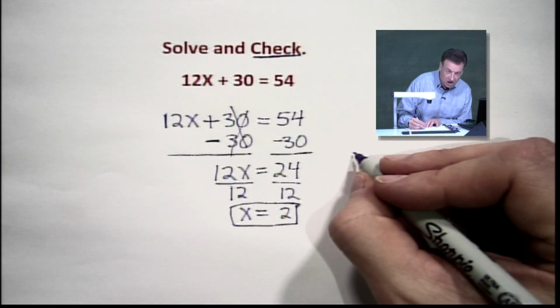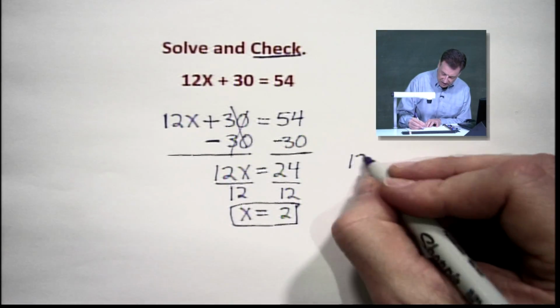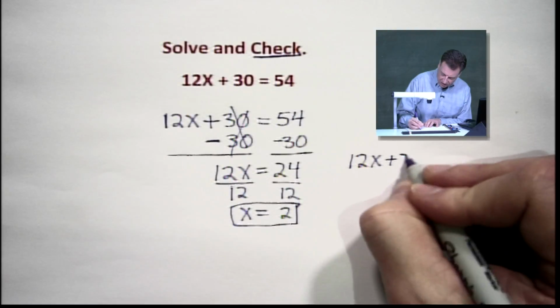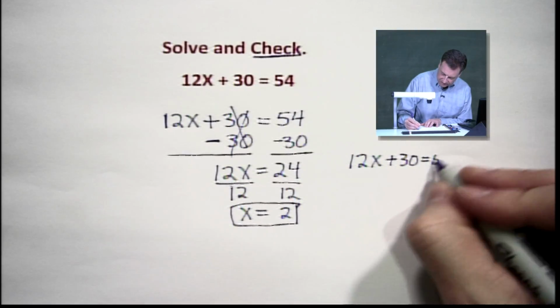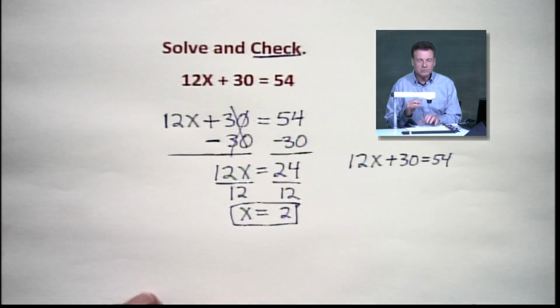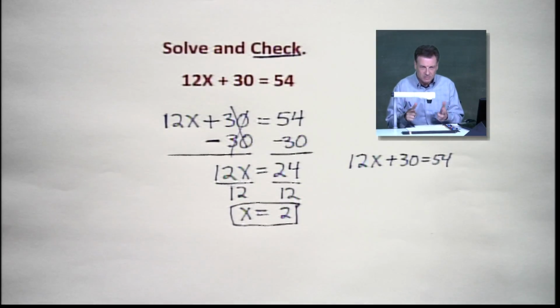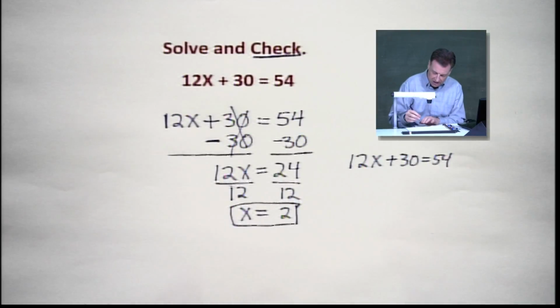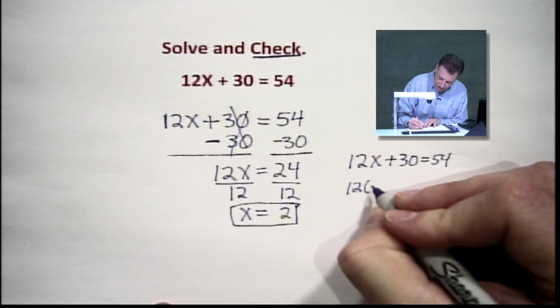And so what we're going to check, we're going to go back to the original equation, which is 12x plus 30 equaling 54. Now, some of you are capable of doing this in your head, all right? But do something. Do it either mentally or write it down just like we're going to do right here and show what's going on. We've got 12, and we're going to put in a 2.